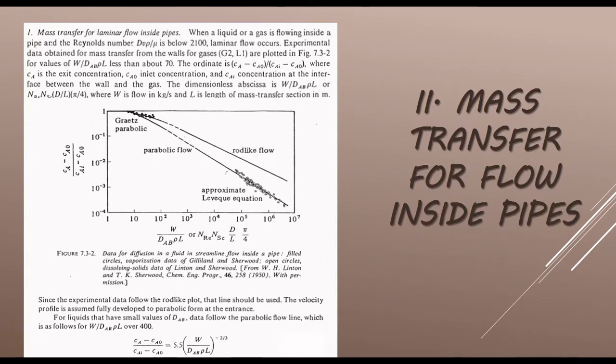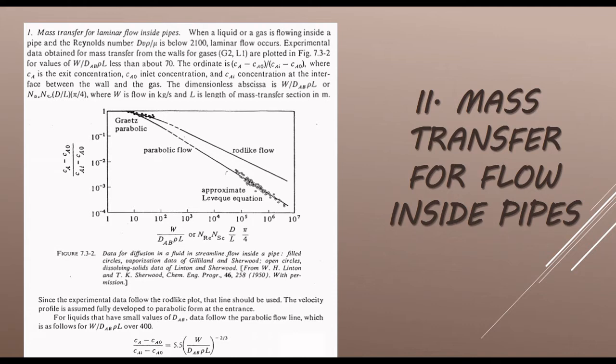Now, in mass transfer, considering various geometries, as I've said in the beginning of the slide, we are to look into the type of flow. And the first type of flow that we're going to discuss here is the flow inside pipes. And the flow inside pipes can again be divided into two types of flow: the laminar flow and the turbulent flow. So we're going to discuss first the flow of fluids inside pipes which is laminar.